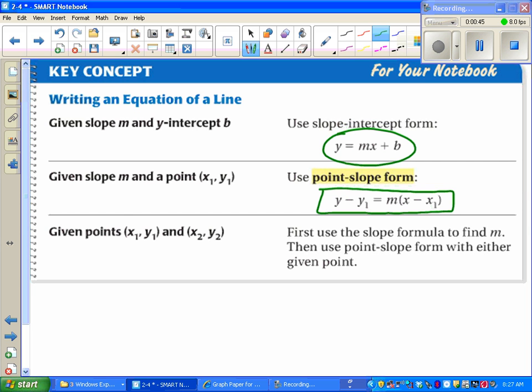Sometimes we're not given a slope at all, then we have to use either one of those formulas, but first we have to get the slope. So we calculate slope first, then we go back to point-slope form, ideally. You could also use slope-intercept form, but that's not what the cool kids are doing. Point-slope form is the easiest.